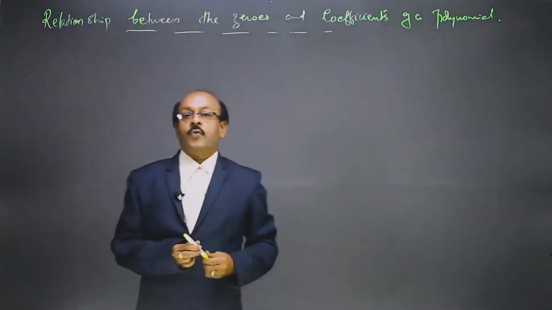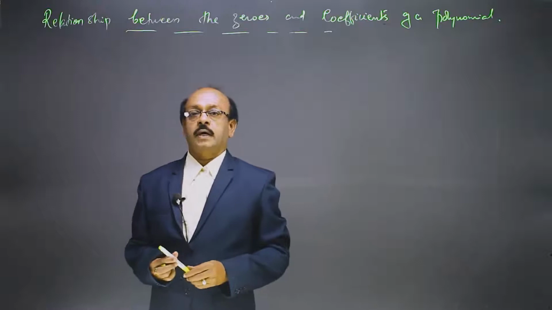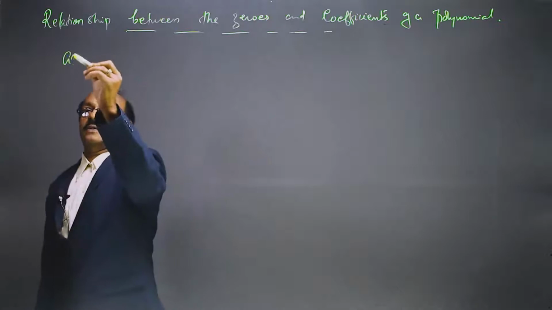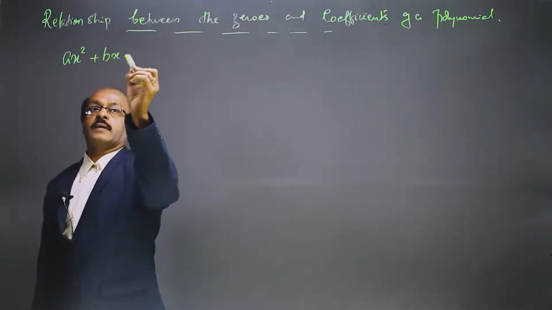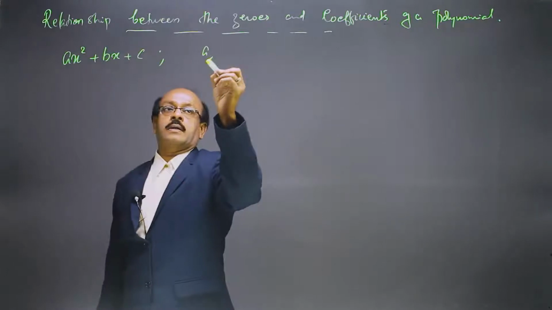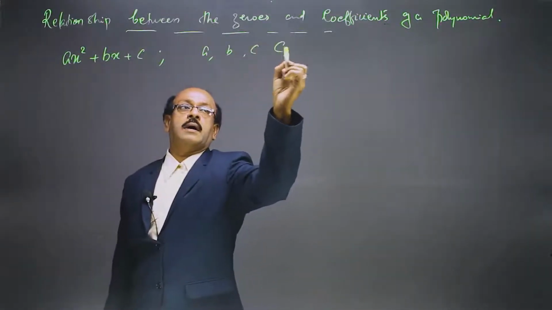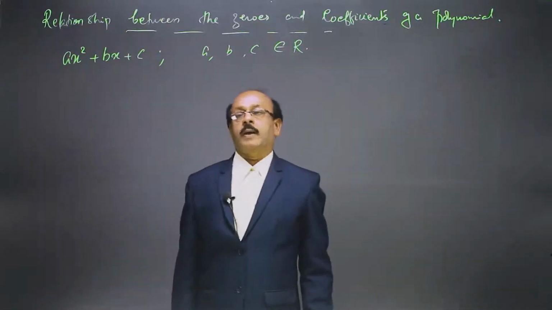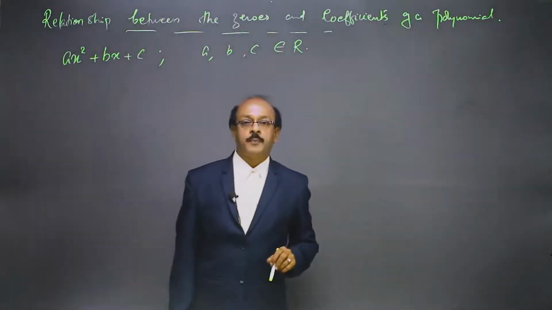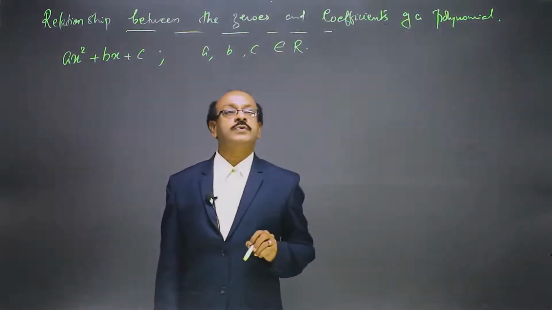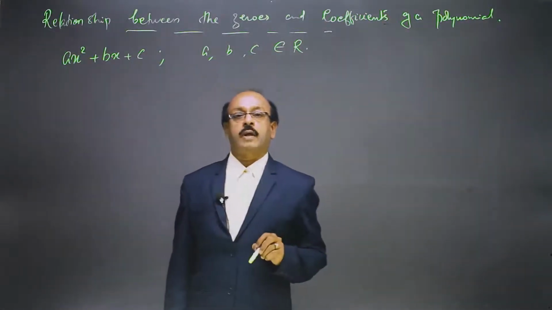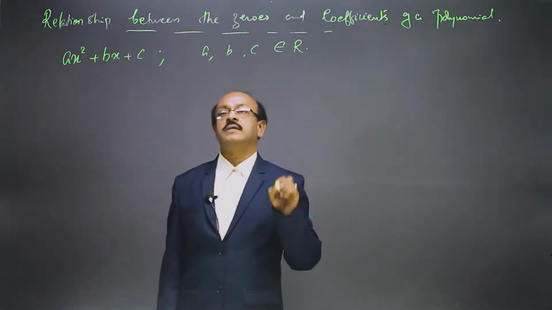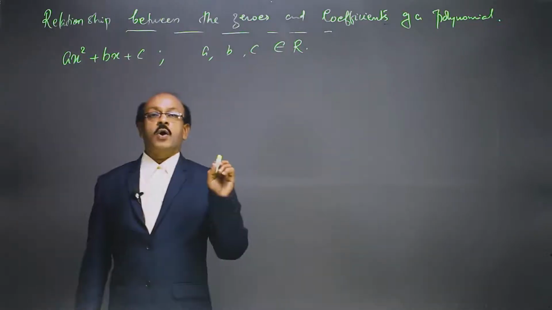What is the standard form or general form of a second degree polynomial? Do you remember the general form or standard form? ax square plus bx plus c, where a, b and c are real numbers. This is the standard form of a second degree polynomial. Since this is a second degree polynomial, it will have two zeros. A second degree polynomial means with degree 2 will have two different or distinct zeros.